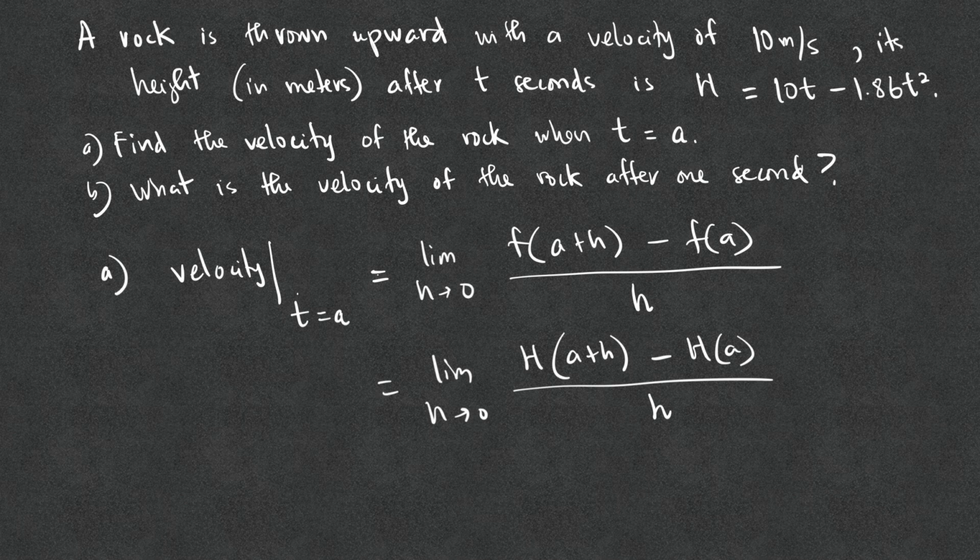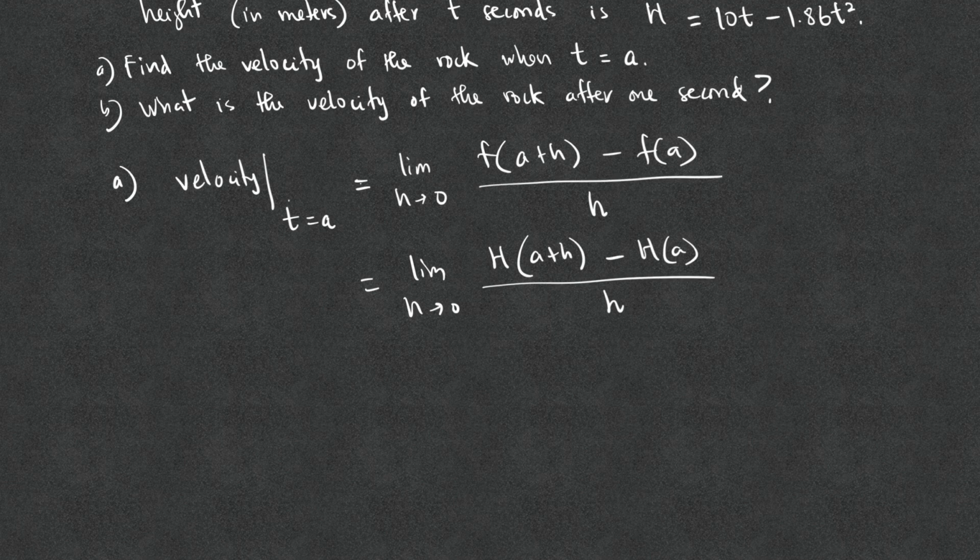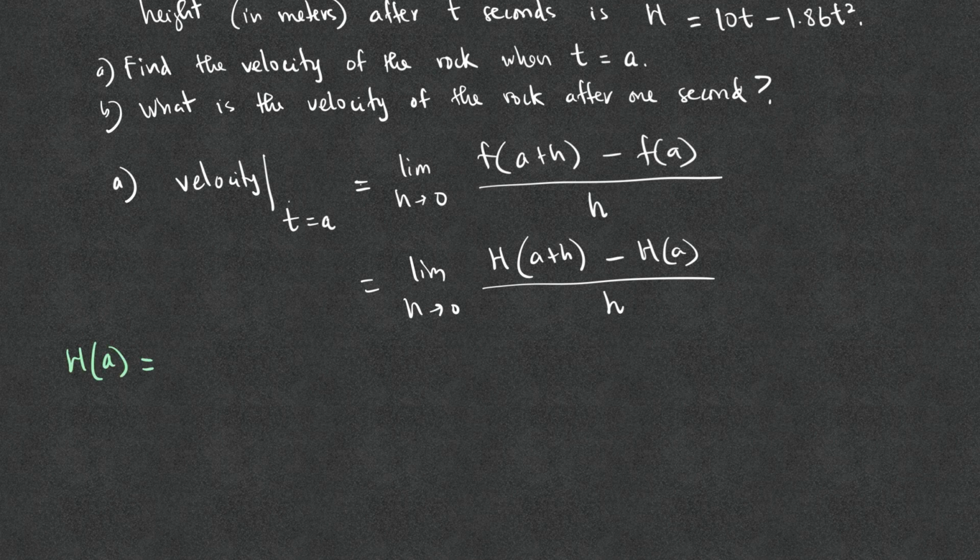What is a? We don't know. It is any given time. To evaluate this expression, we first need to evaluate h of a and h of a plus h. h of a is 10 times a minus 1.86 times a squared. We simply plug this into the given function.